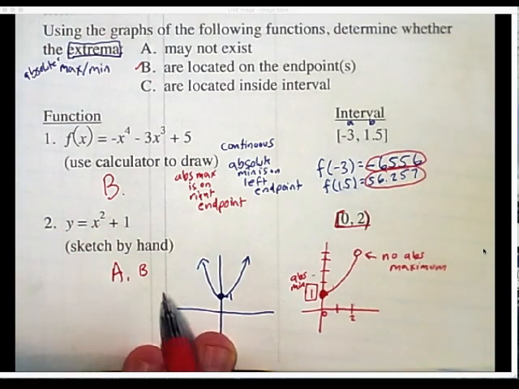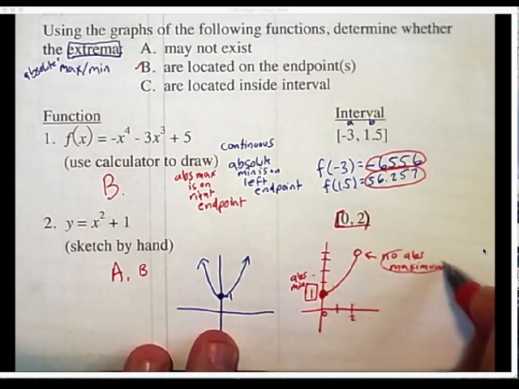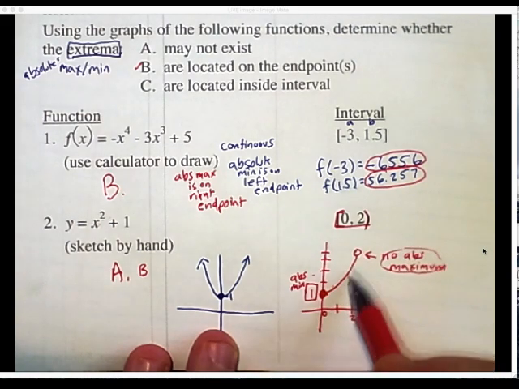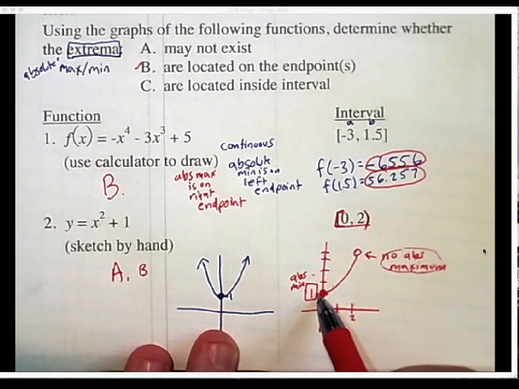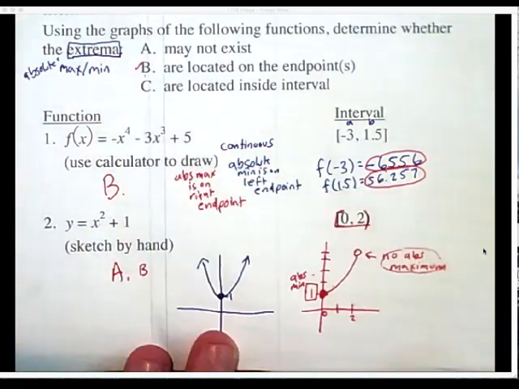So here it's A and B, because the absolute max doesn't exist, but the absolute min is still located on an endpoint. So A is kind of right, B is kind of right.